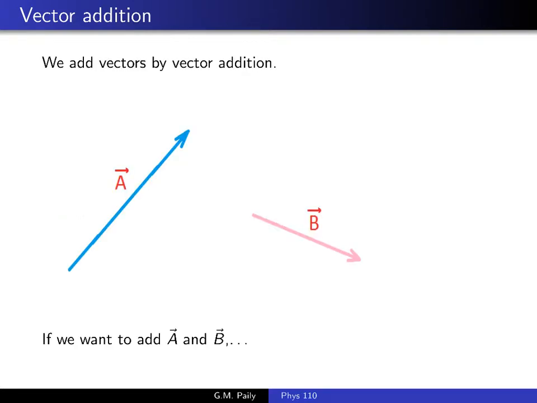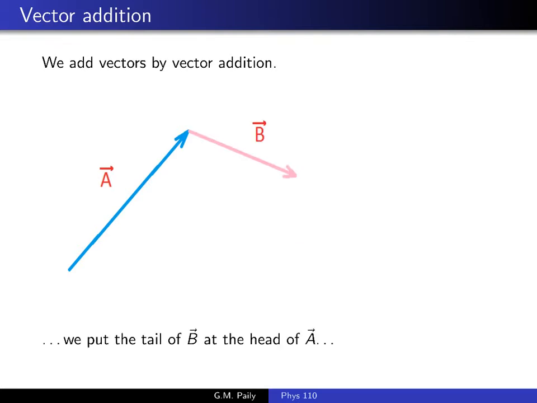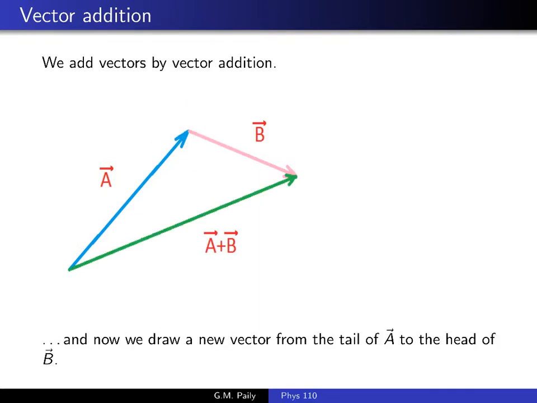So, vector addition proceeds as follows. If we want to add these two vectors, A and B, we put the tail of B at the head of A, right? So the head of A is where the arrowhead is, and we move B until its tail is at the tip of the arrowhead. And now we join the tail of A, which is free, to the head of B, which is free. And this is the sum A plus B. All right, it goes like that.